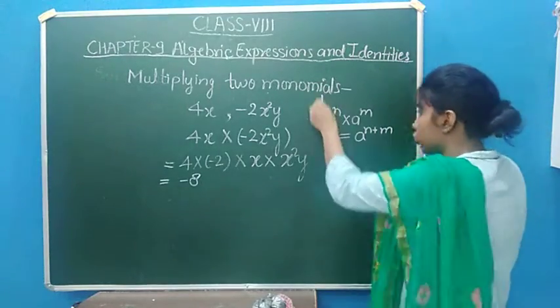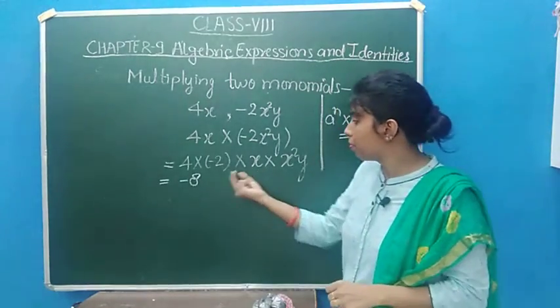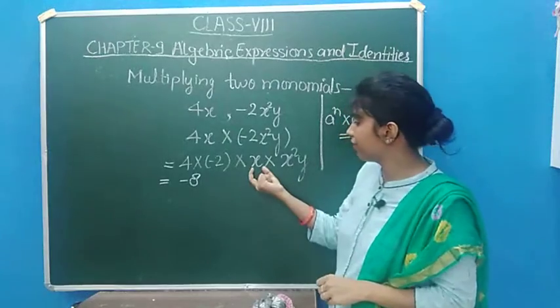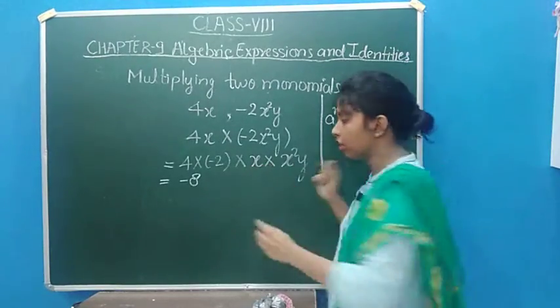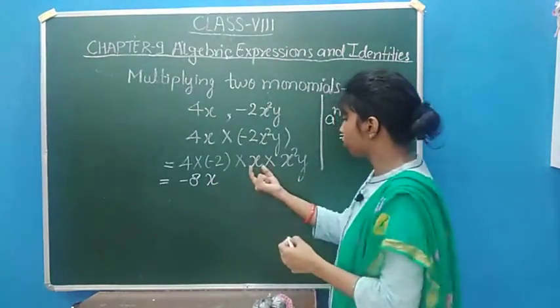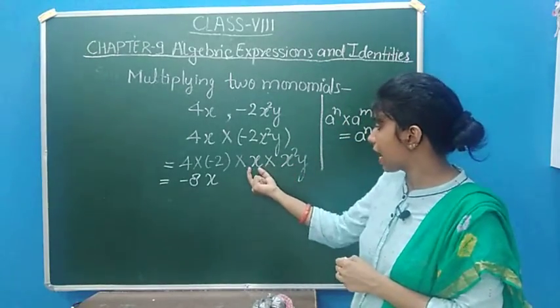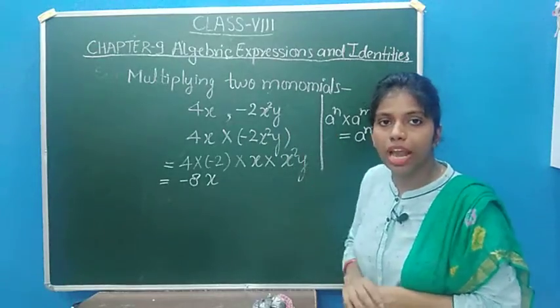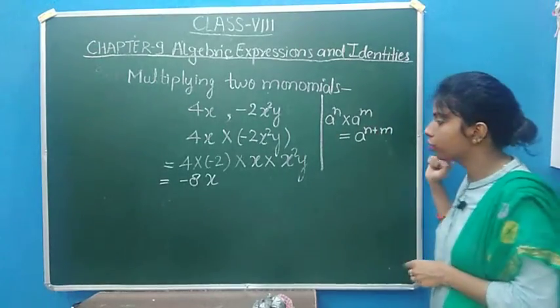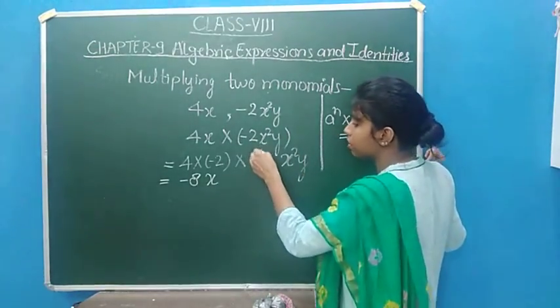We are going to use the same property. Here we have the variable x. This x is going to be multiplied with x square. The base is the same, x, so the powers are going to be added with each other. Here we have nothing written, meaning the power is 1.